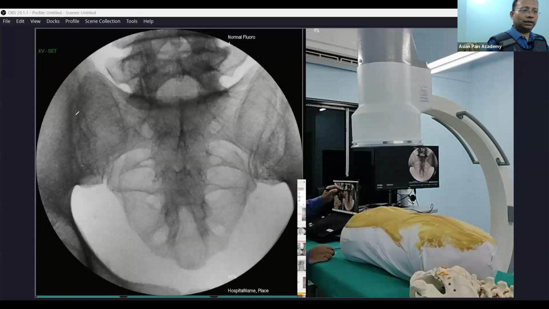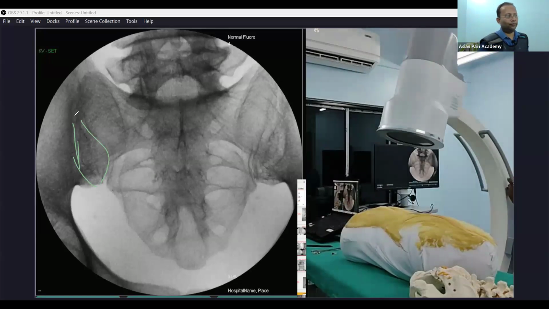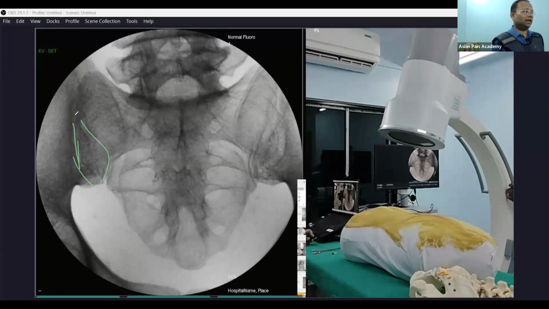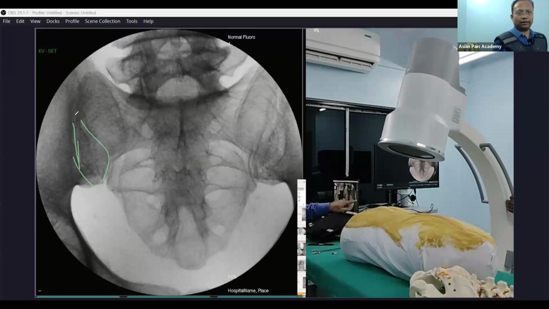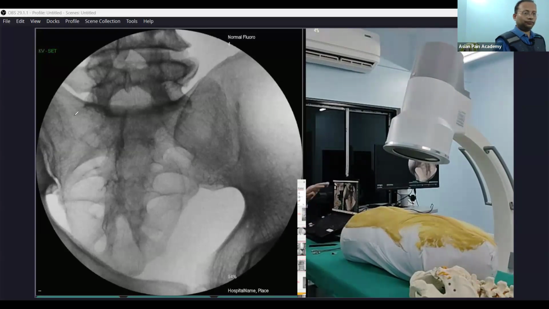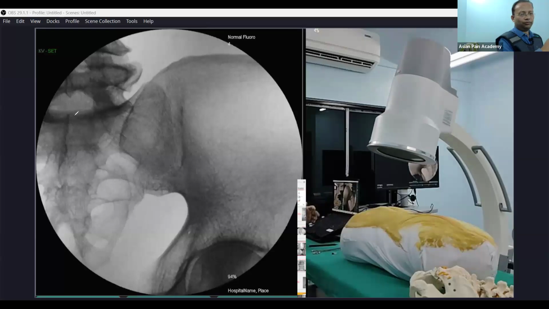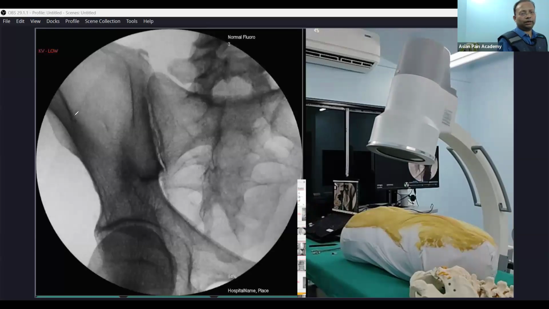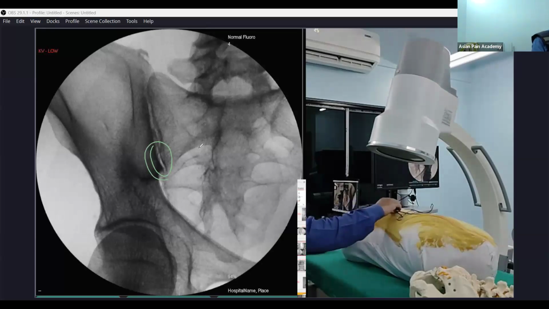Okay. Now we'll target this SI joint. So we'll see the contralateral oblique in the right side. We are targeting patient's left SI joint, and I am doing a contralateral oblique, right contralateral oblique. Okay, so you can see only a small part is overlapped. This part is overlapped, and when one part is overlapped, you can see the lucent area.